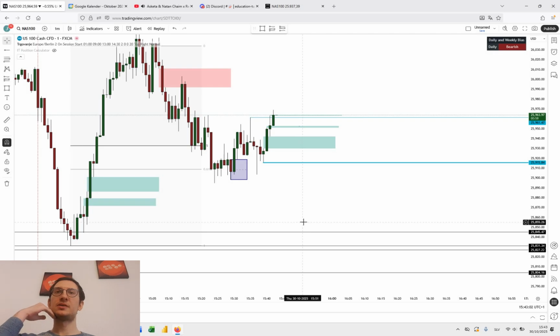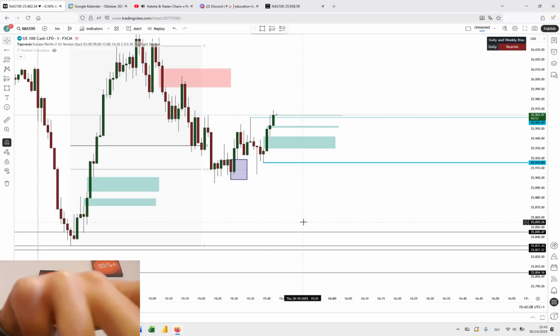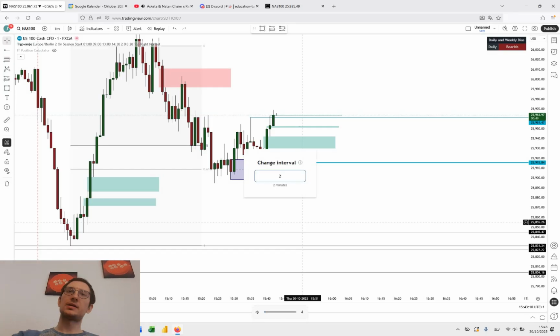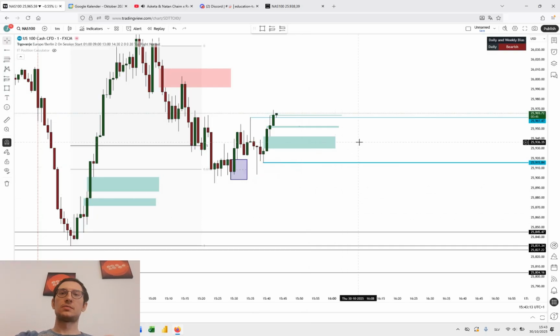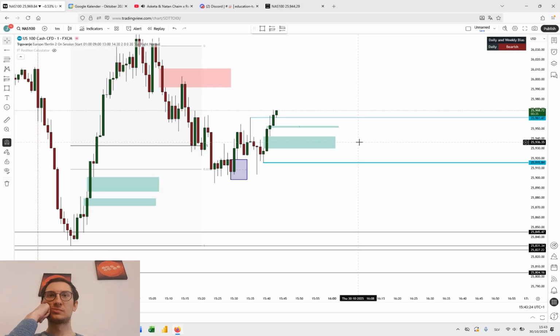Nice, okay, we are above the 5-minute break of structure line. Nah, not this. Let's see. Wow, now we are printing. Now we are printing. Or are we? Let's see, let's see.